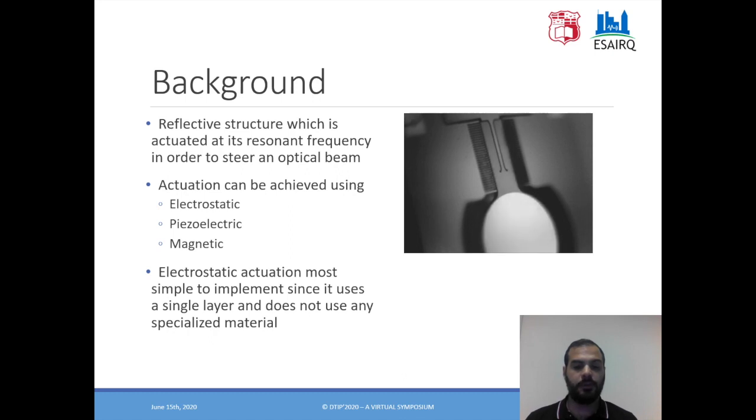Different technologies can be used in order to actuate these mirrors. There are three main technologies that are typically used: electrostatic, piezoelectric, and magnetic. They all have their own advantages. However, in our case, we are using electrostatic actuation, since it's quite simple to implement in a single layer of silicon, and they also do not require a special layer during manufacturing.